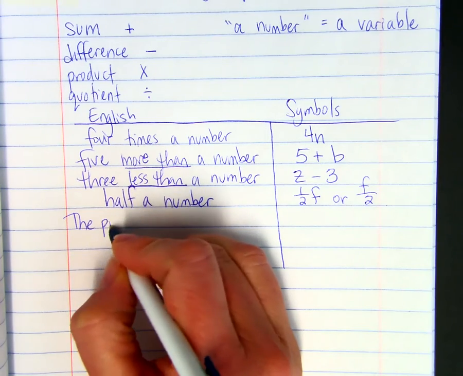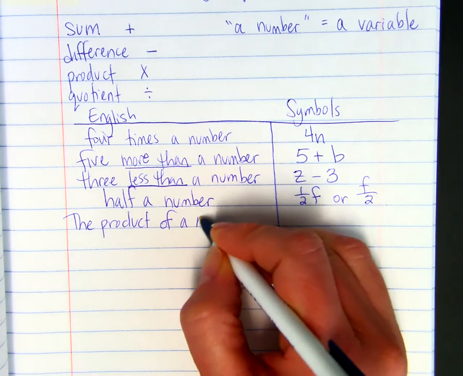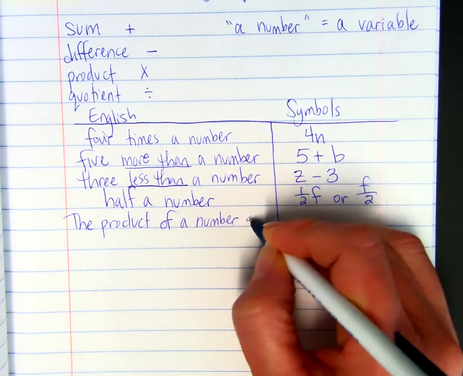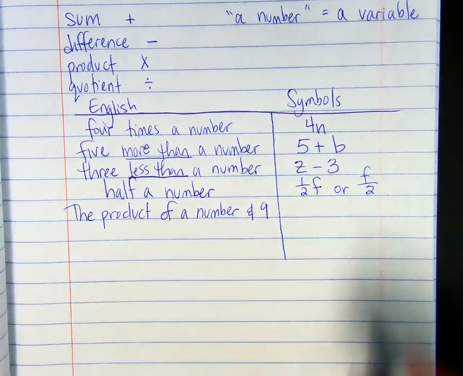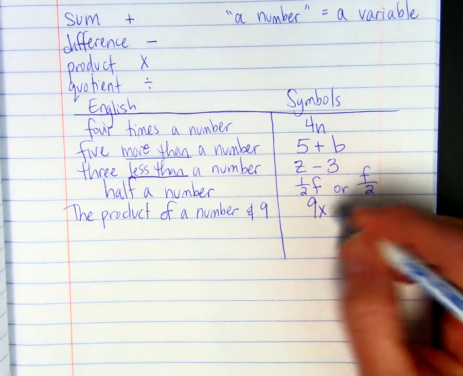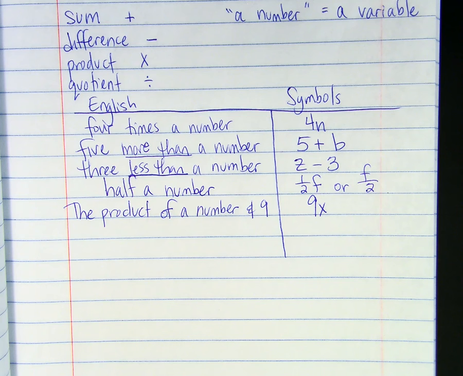The product of a number and 9. That just means you're going to multiply a number and 9. And whenever we're using a variable and a number, you want to put the number first. So that would be 9x.